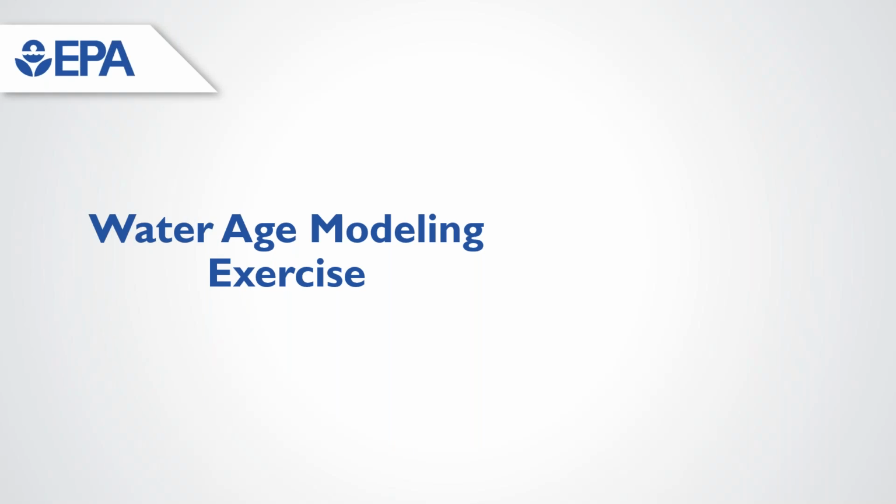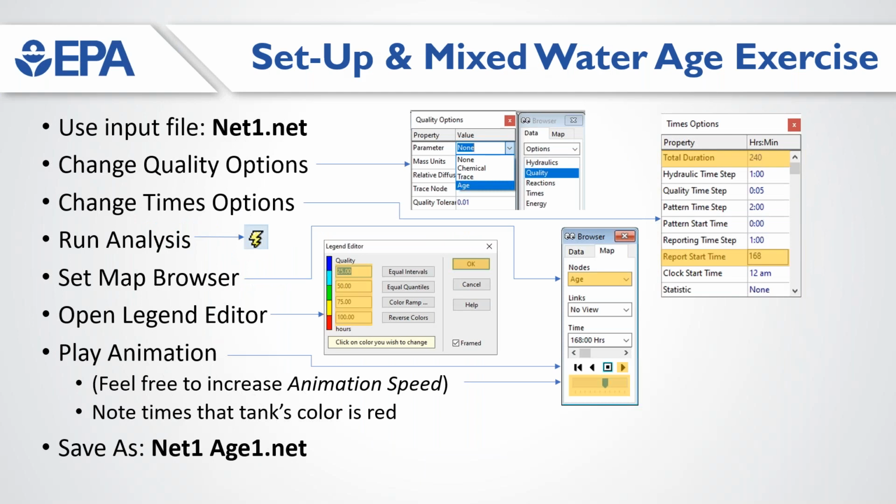So now, using what I just showed you, take 3 minutes or so to follow these steps and do it yourself. And then we'll switch to the second water age exercise because they're all related, and I'll show the results of both of them together. This says to use Net1, which is an example network that was included in the EPANET 2.2 download. You can find it in the folder called example in your EPANET folder. So about 3 minutes now.